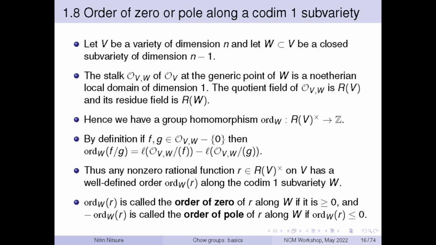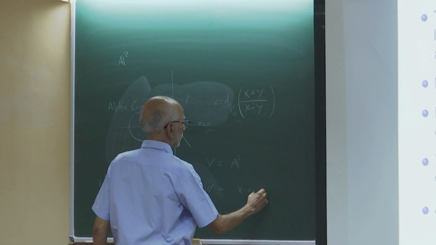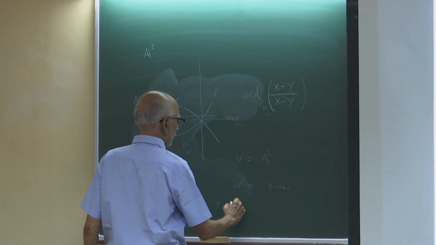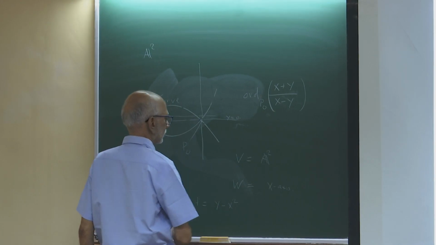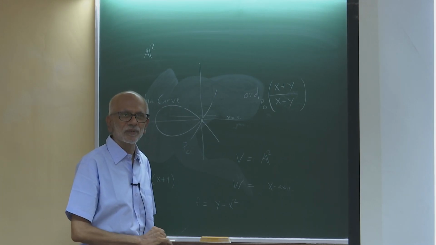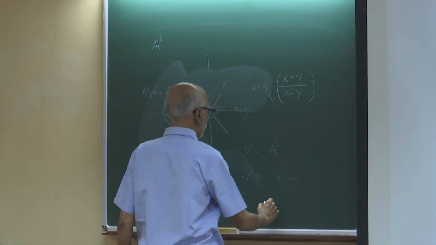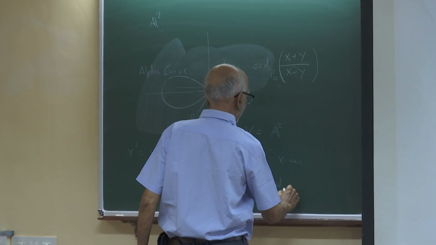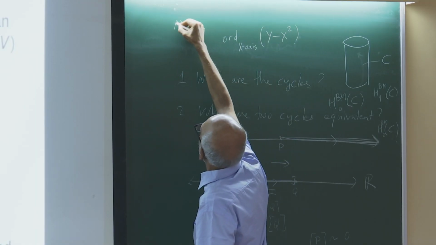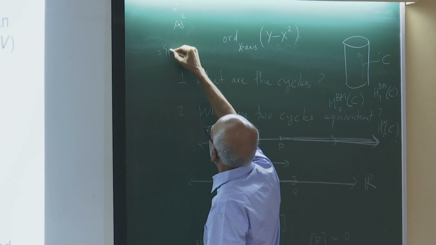Okay, let me ask you. So I have this A^2, this is my variety V. And my W is this x-axis. And my function is y minus x squared. Now I want you to tell me what is the order of vanishing along the x-axis of the function y minus x squared. Everything is happening on A^2, which in algebraic terms is Spec k[x,y].